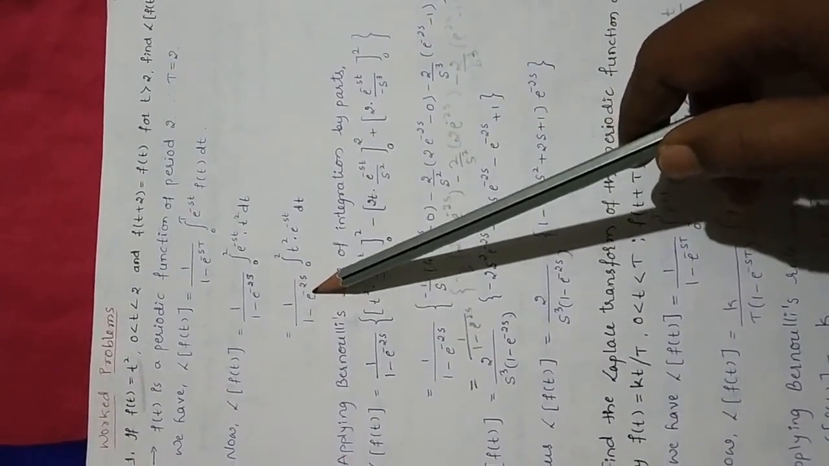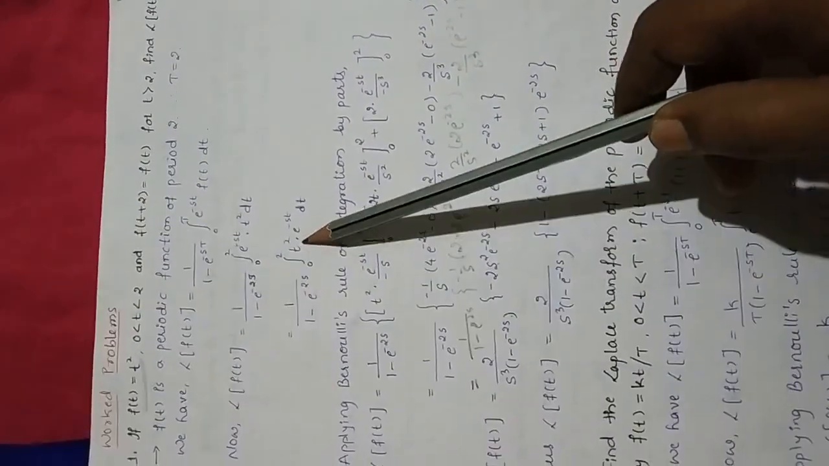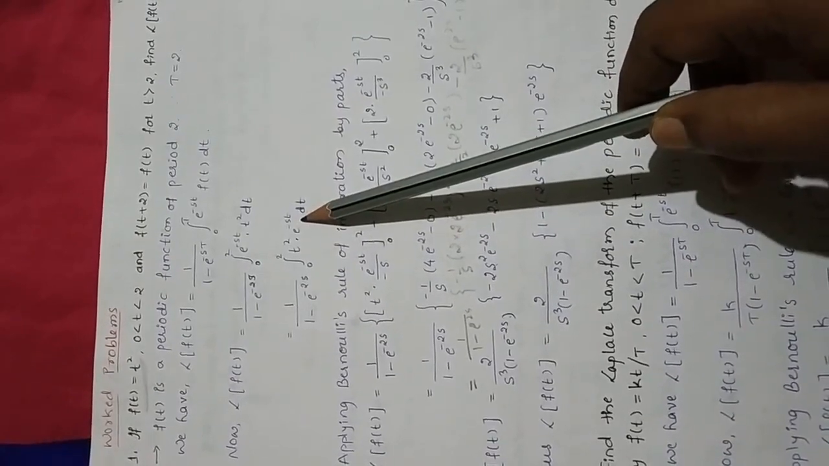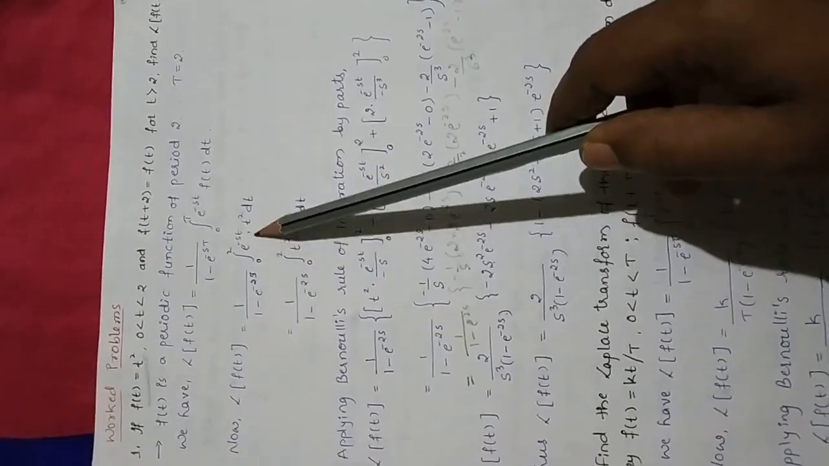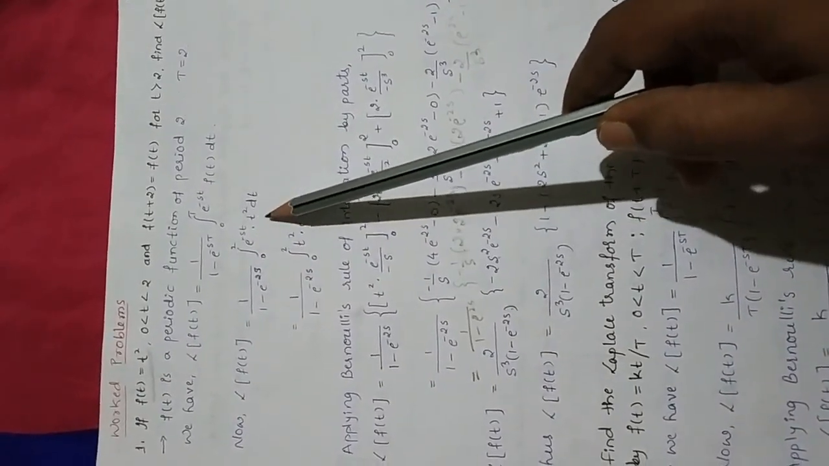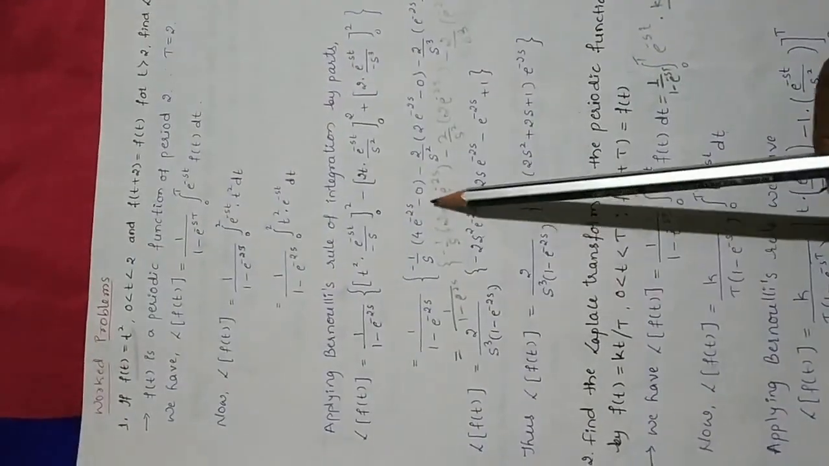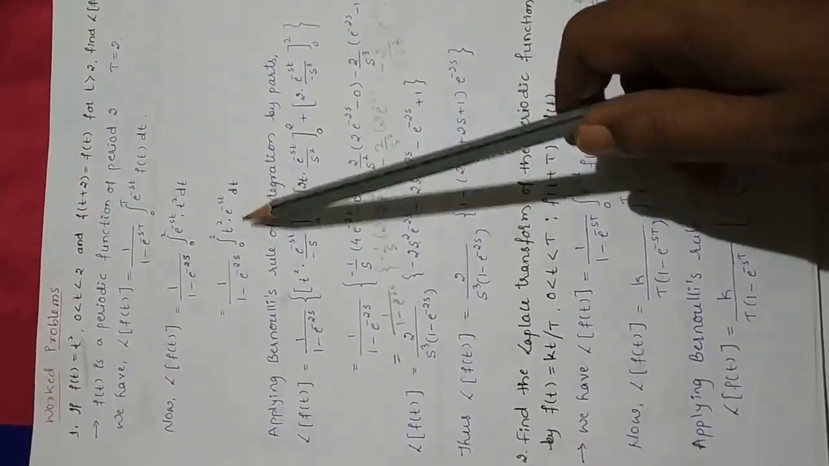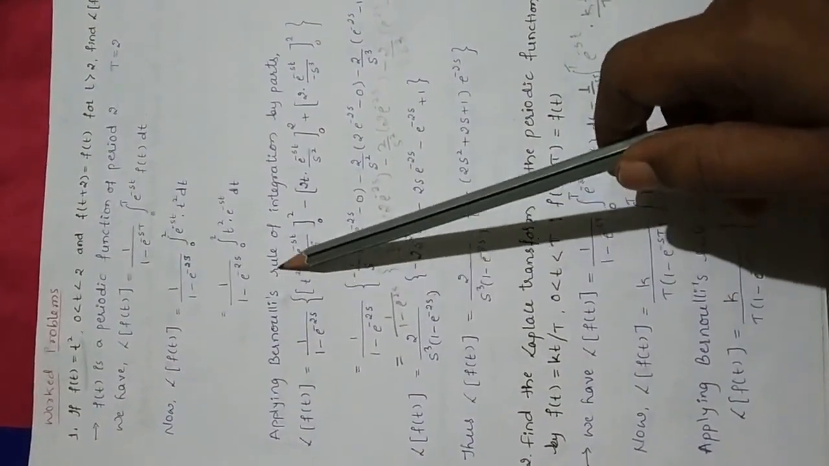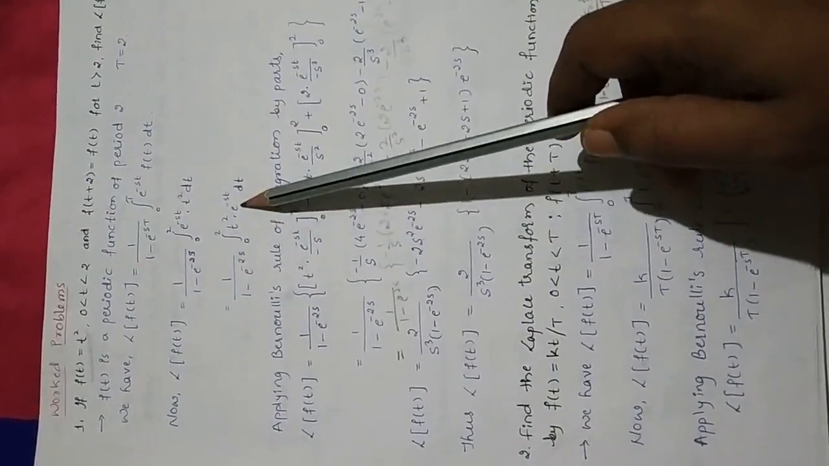1/(1 - e^(-2s)) ∫ from 0 to 2 of t² e^(-st). That is, this term I just rewrote as b into a, like that. Now we need to integrate the term t² e^(-st). By applying Bernoulli's rule of integration by parts, we will integrate this term.